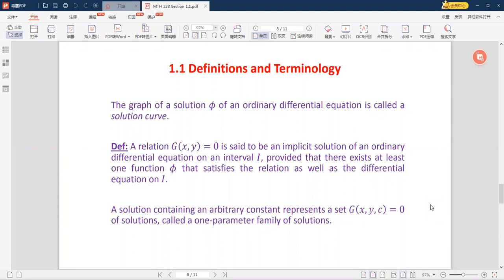So a solution containing an arbitrary constant represents a set of solutions, which we call g of x, y, z equal to 0. And this set of solutions is called the one parameter family of solutions. So when you try to solve a differential equation, you get the family of solutions instead of just the one, because there is an arbitrary constant c in the solution, as we can see from the examples.